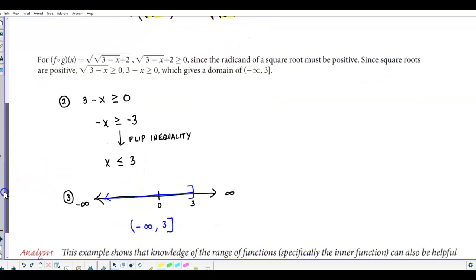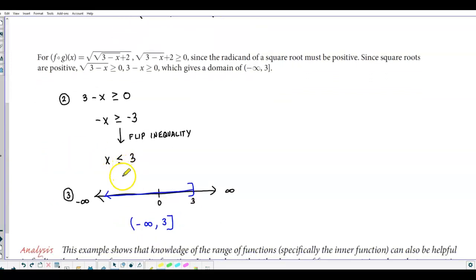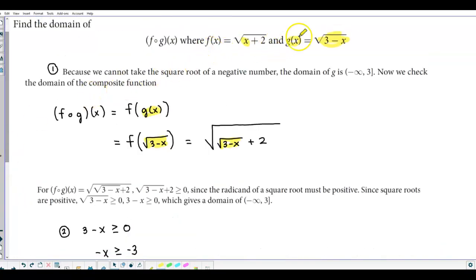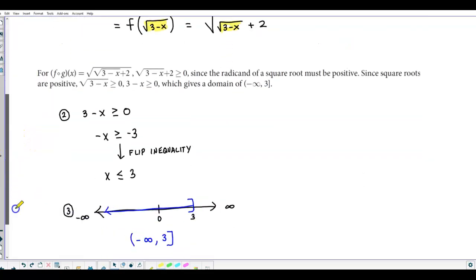So what we want to do now is graph this. When we graph this, we can see that we have a bracket at 3 and it's going towards negative infinity. So we get parentheses, negative infinity, comma 3 with the bracket. And therefore, that's going to be the domain of this composite function, because we need to find out what happens here to add the 2 and then take the square root of that particular number.